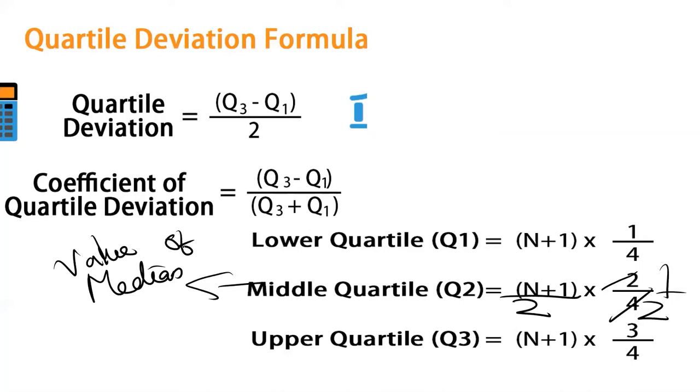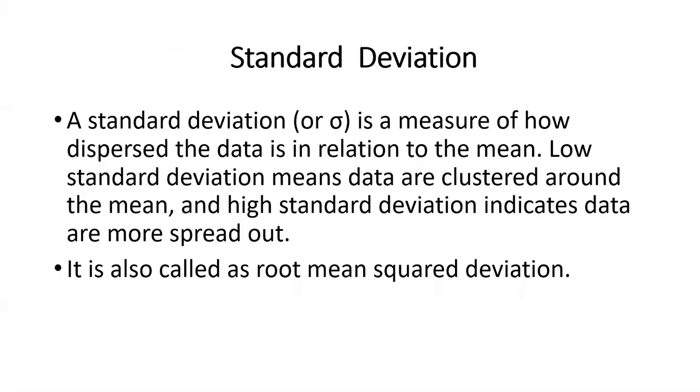Then we have the upper quartile. Upper quartile Q3 is calculated as (n plus 1) times 3 by 4. So this was all about quartile deviation. Let's come to standard deviation. Now we are discussing the standard deviation.